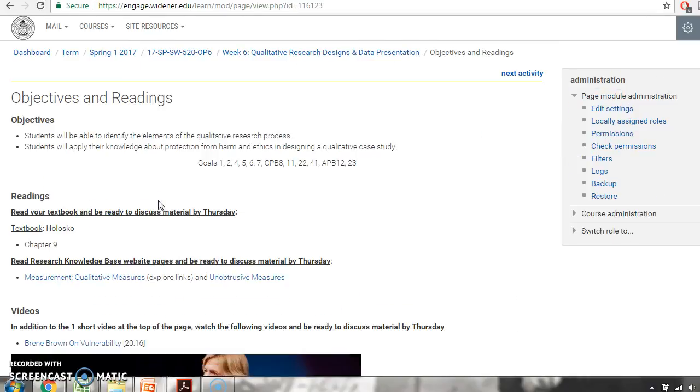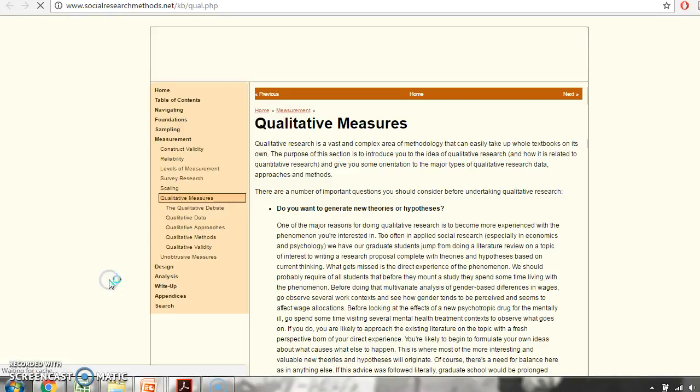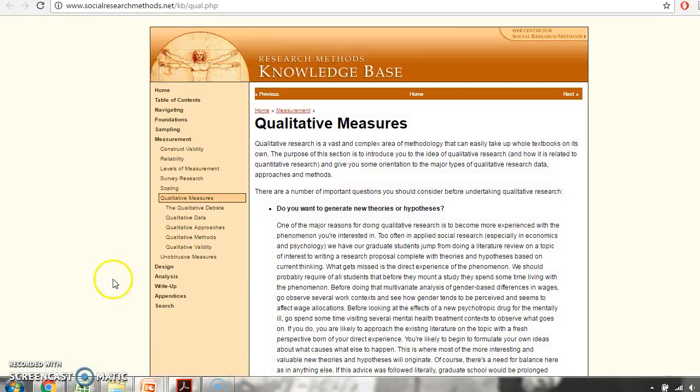Your objectives this week are to be able to identify the elements of the qualitative research process. Also, to be able to apply your knowledge about protection from harm and ethics in designing a qualitative case study. You're going to be reading Chapter 9 in the Halasco text, and also checking out the Research Knowledge Base website pages related to qualitative measures, which you see here, and there's several points under that.